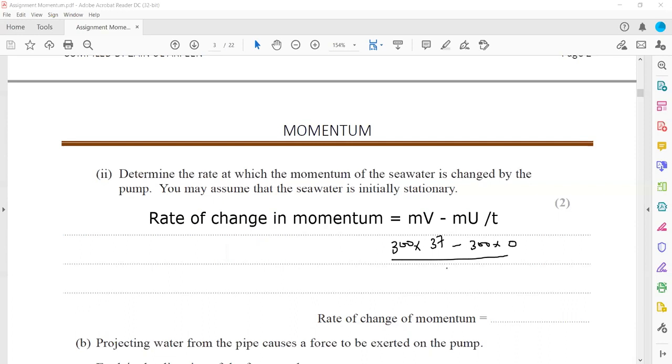And what about the time interval? As they mentioned, that's a mass every second, so the time interval is 1. So 300 multiplied by 37, that will be how much? 11,100. And because it's a rate of change in momentum, you can write kilogram meter per second squared, or even you can write Newton, because the rate of change in momentum is actually the force. So we can say Newton. If it was only change in momentum, then it would be kilogram meter per second or Newton second.